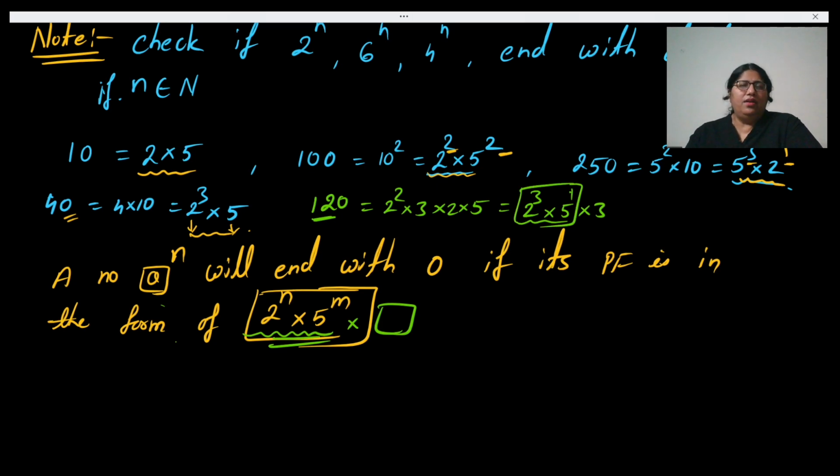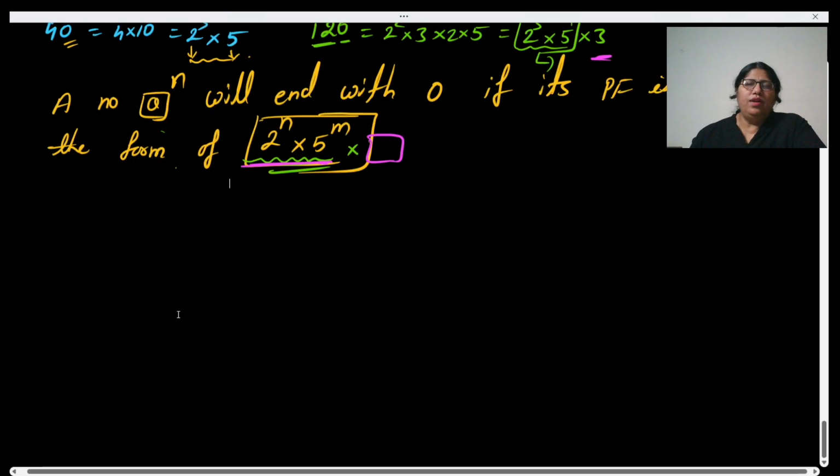There can be some other factor also, but it will end with 0 if you have these as the factors in their prime factorization. Not only this, but both the factors must be there in its prime factorization, right? Into something also. Sometimes you get into something or sometimes you will not get it, right? Like here I have shown you, it is into 3. There is one extra factor also, into 3. Into anything can be there, but if you are having these two factors, it will definitely end with 0.